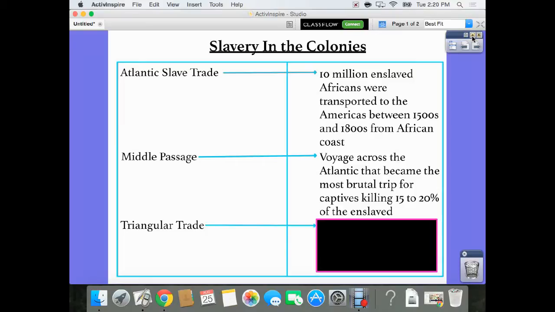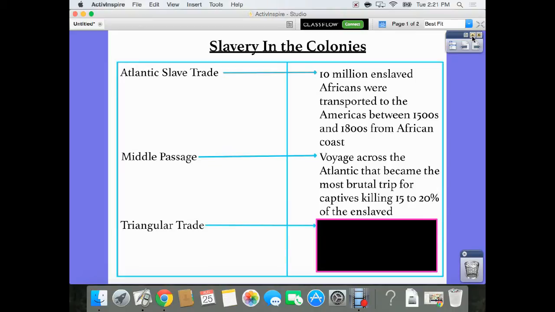Now, these captives that were taken during the Atlantic slave trade, they were traded for guns and other goods, and the Middle Passage became the brutal voyage that they took from Africa either to the Caribbean or to the Americas. This increased profits for a lot of your British colonies. We're going to talk about a man in class on Monday called Olaudah Equiano, and we're going to actually hear his story about his traveling across the Middle Passage.